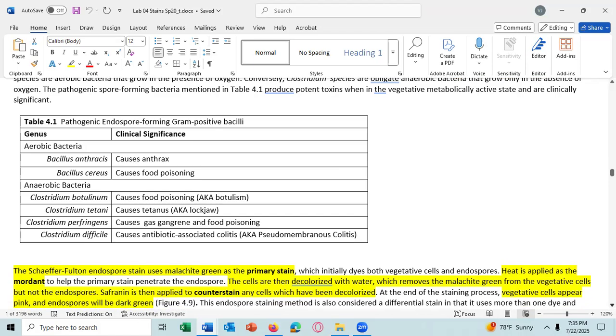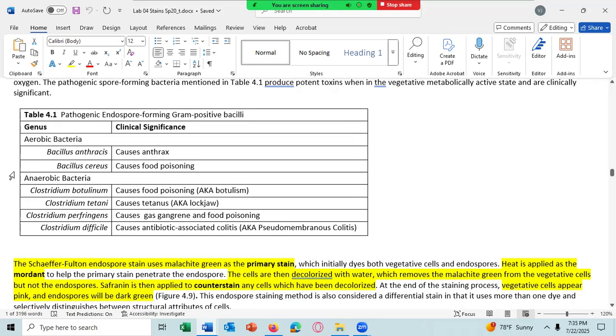Here is a table listing some pathogenic endospore forming bacteria. They're all bacilli. There's the family Bacillus, like Bacillus anthracis, causing the disease anthrax. Bacillus cereus, causing food poisoning. Clostridium botulinum, causing botulism, and obviously food poisoning causing the botulism. Clostridium tetani, causing tetanus or lockjaw, and a few other members as well. You'll note that the family Bacillus is aerobic, the family Clostridium is anaerobic.